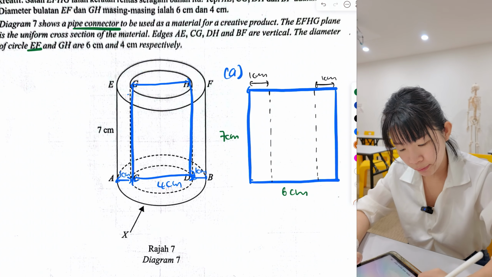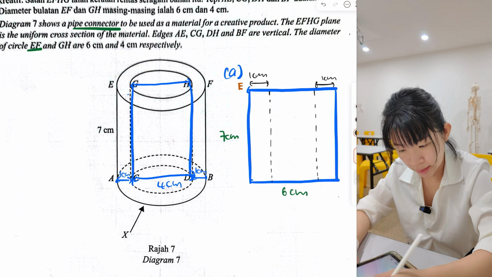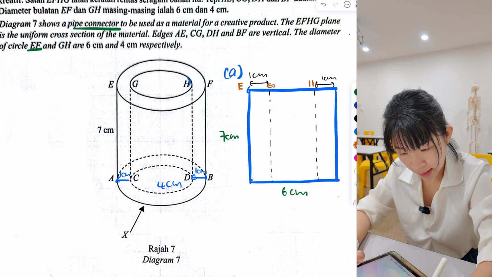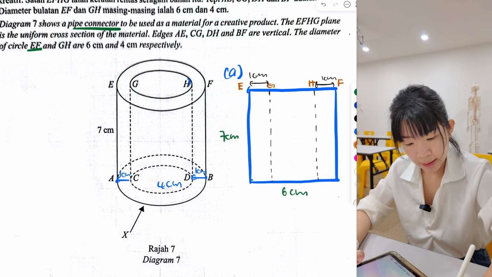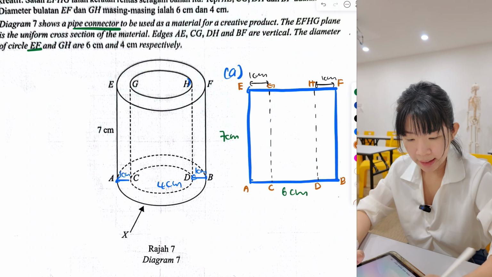Now we need to label the alphabet. When you label, we view from X, you see this one E, this one erase. Here G, this one H, this one F. Here B, this one D, C, and A. Okay, now that's all. So this is the answer.